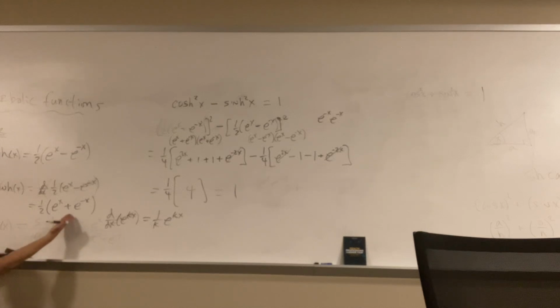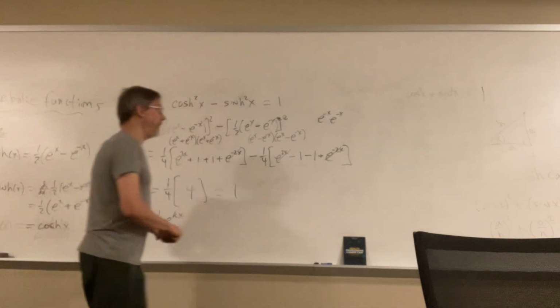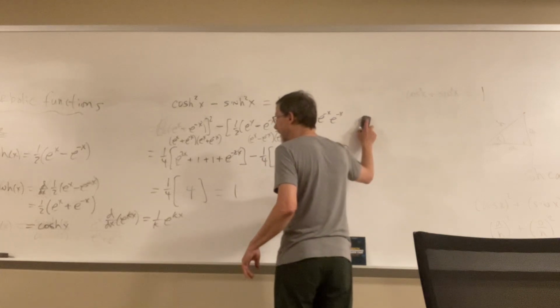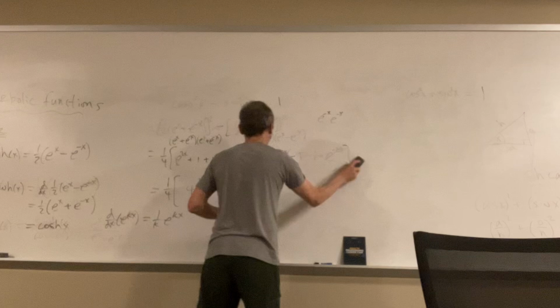Does that look familiar? It's not on the board anymore. What is that? Hyperbolic cosine. The derivative of hyperbolic sine is hyperbolic cosine, just like in normal trig. Not just regular cosine, that would be wrong. Sorry, I just said cosine, just hyper. Okay, good.